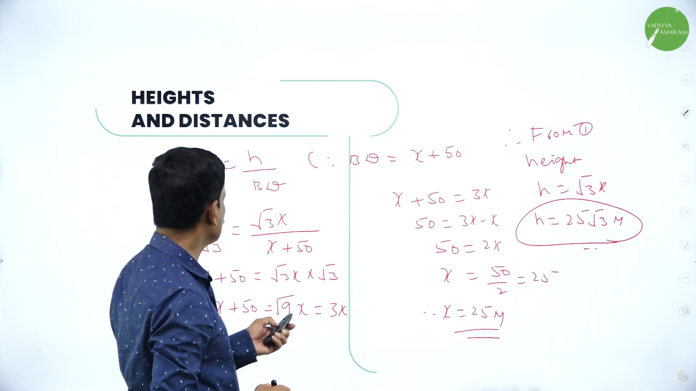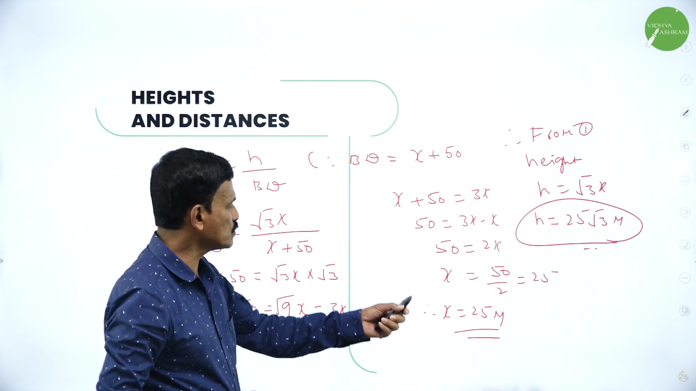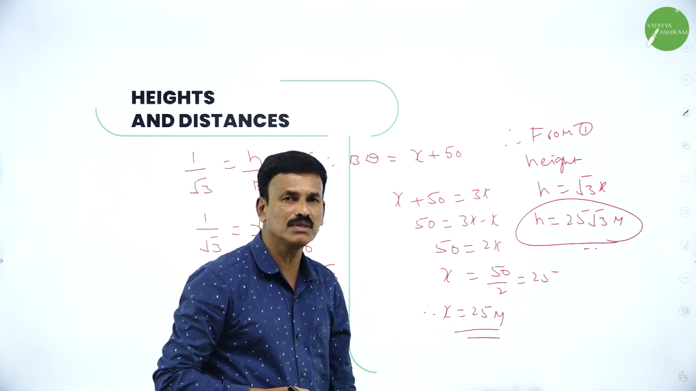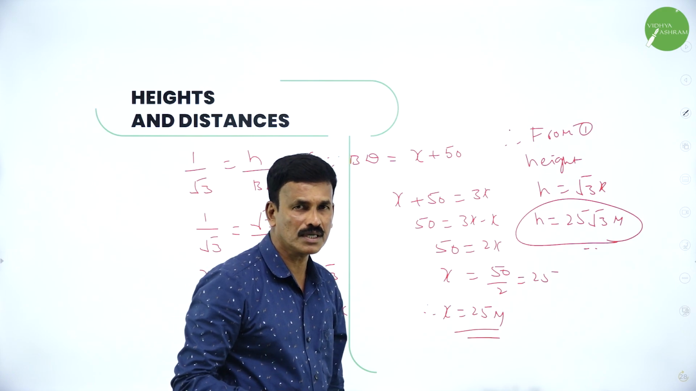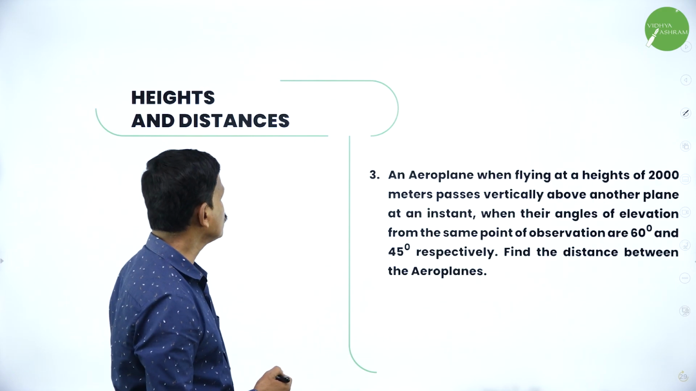So h, what is h? H is equal to root 3x. Substitute the value of x. 25 into root 3 meters is the height of the tower. That's it. Hope you followed. Okay. Now let us move on to the next problem.